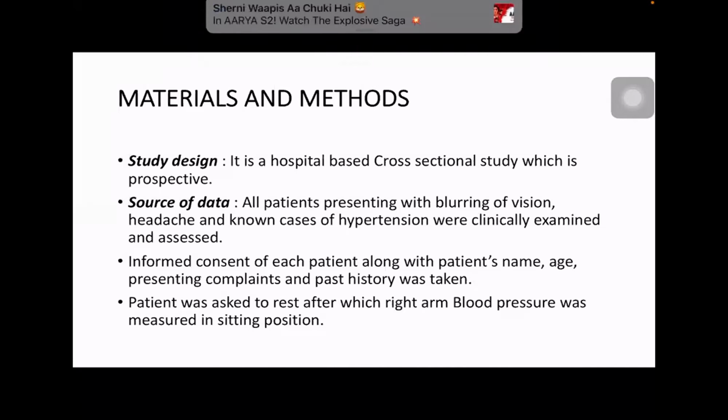A detailed ophthalmic examination was done, which included fundus examination using ophthalmoscope following pharmacological dilatation of pupils, and patients were graded according to the Keith and Wagner's hypertensive retinopathy classification. The sample size collected is 20, and the study place is patients presenting to the outpatient department of ophthalmology at AJ Institute of Medical Sciences during a study period of 1 year.